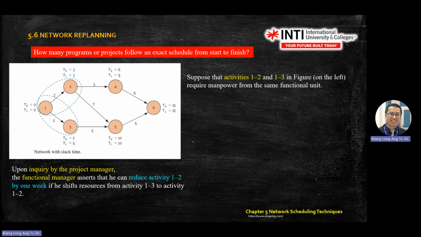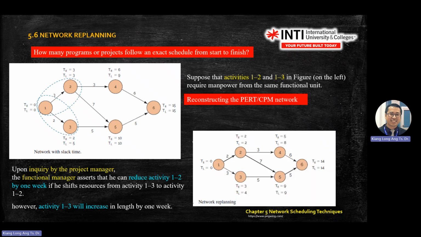Because when you complete 1 to 3, you need 2 weeks already. Then all the staff that is doing 1 to 3 have nothing to do already. So what you do, you transfer the resources that were doing 1 to 3 and move them to activity 1 to 2. So when you have more resources, the time will be cut short. This is how you buy time. Okay, this is how you buy time. It's called replanning. However, 1 to 3 increases in length. Okay, this one nothing.